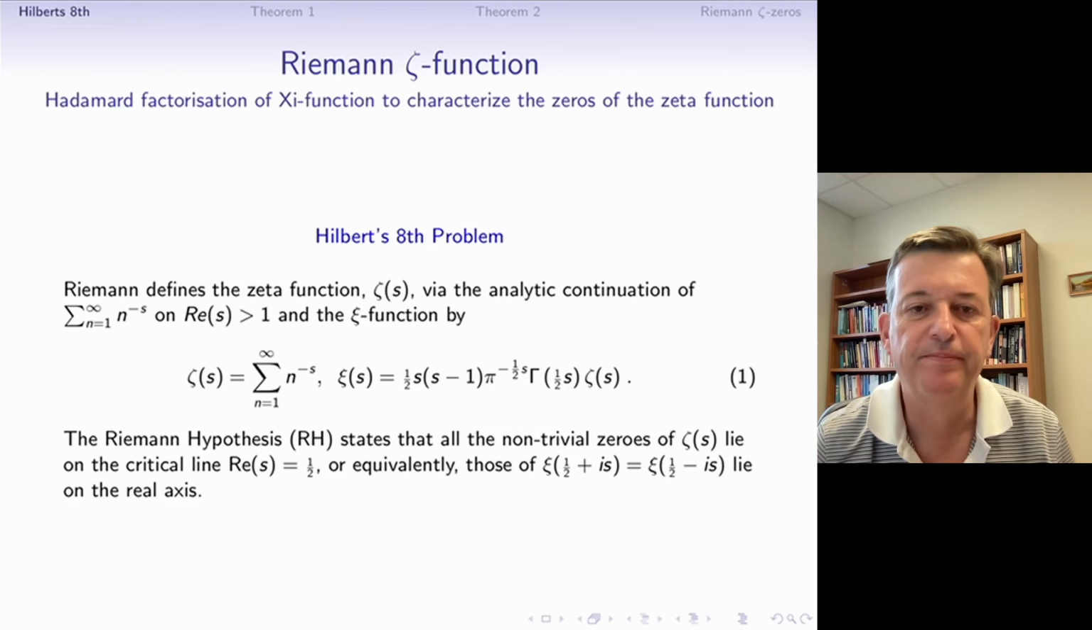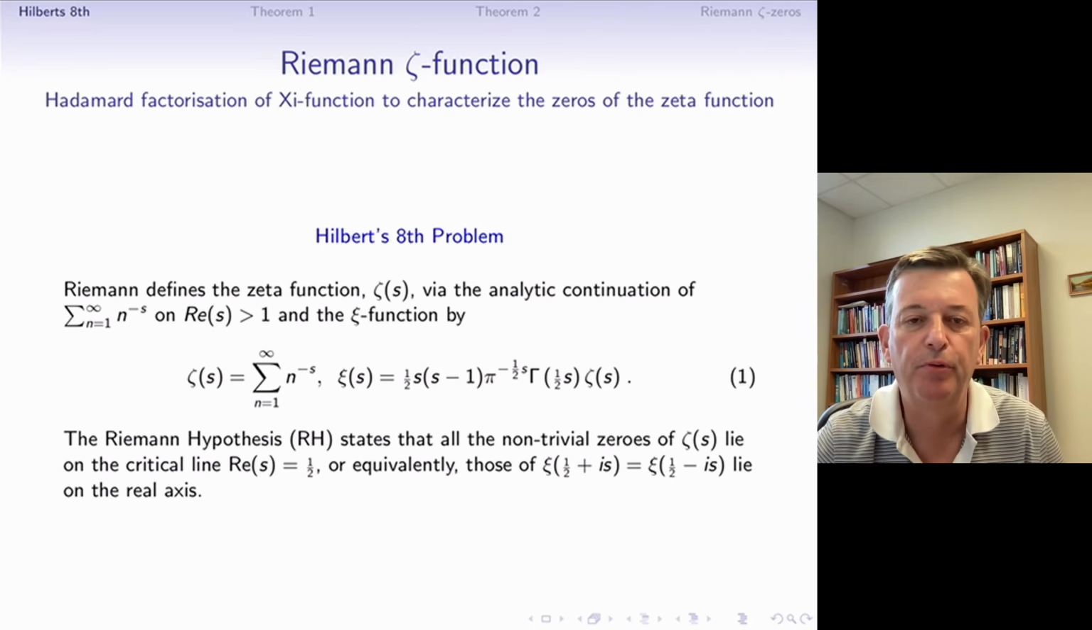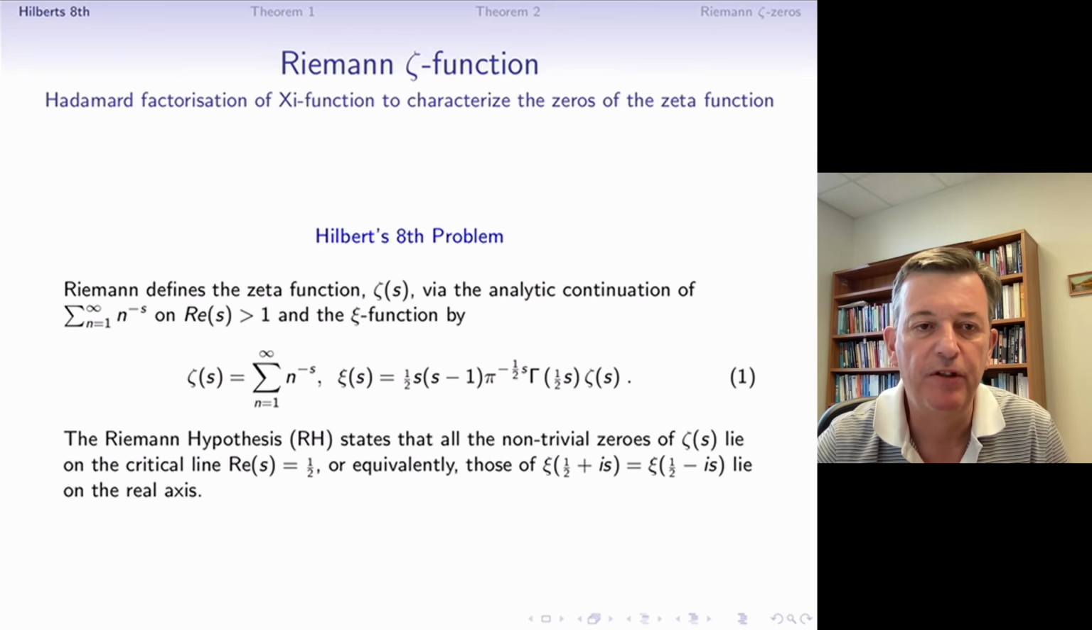Welcome to my talk on a short proof of the Riemann hypothesis. Let me first talk about Riemann's zeta function and Hilbert's eighth problem, the Riemann hypothesis. The whole idea is to provide a constructive proof of what's known as the Hadamard-Weierstrass factorization of the psi function, and that's going to characterize the zeros of the zeta function.